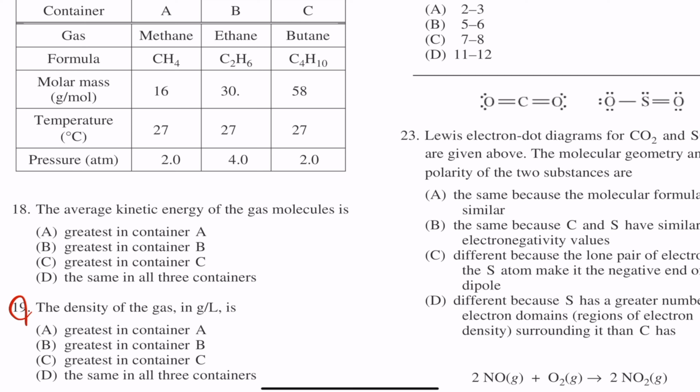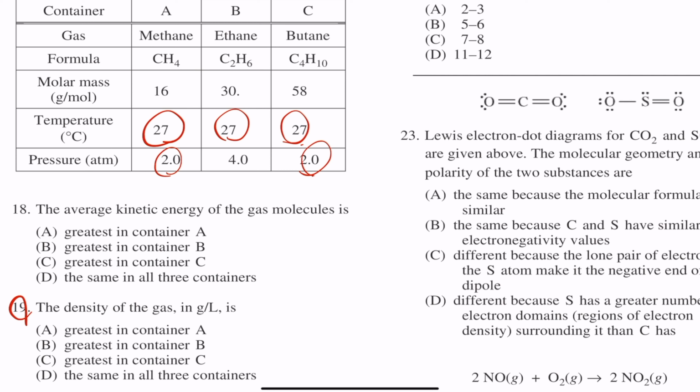Number 19, the density of the gas in grams per liter is... So we don't know how many moles of each of these, methane, ethane, and butane, we have in the containers, but based on the fact that they all have the same temperature and the pressures are all the same except for ethane, right? So remember, pressure and volume have inverse relationships.